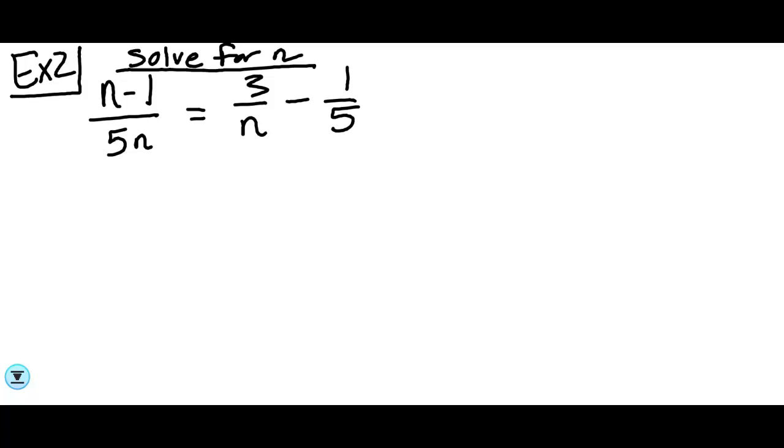-5? No, because that would be -25 because they're multiplying. 0. So the only thing that n is not allowed to be is 0. So long as my answer doesn't come out to be 0, I'm good. Okay? All right. So let's go ahead and begin the problem.